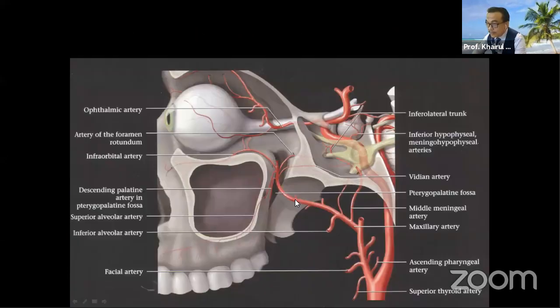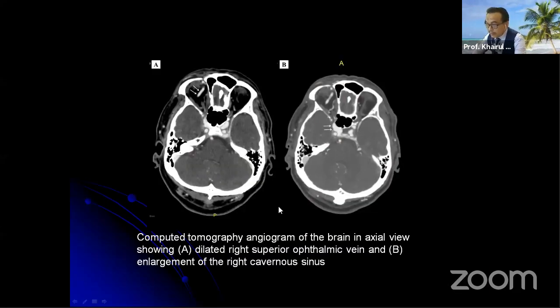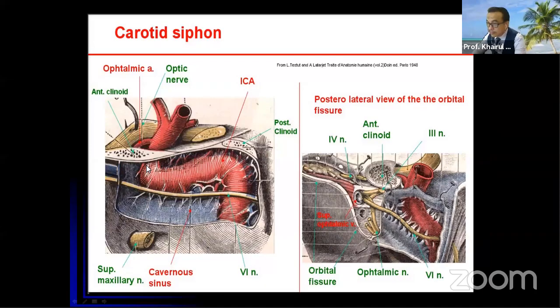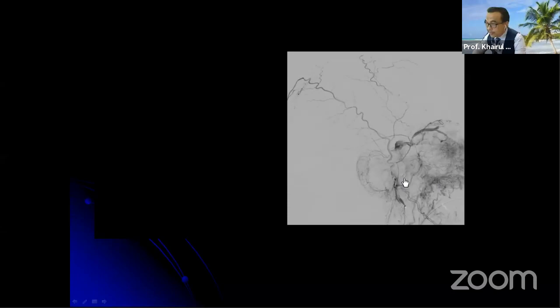So this is a case of carotid cavernous fistula type D. You can see that the meningeal artery goes to the cavernous sinus. It also has a lot of complex anatomy within the sinus. We tried the transvenous approach and failed, but the only thing that we can see just now is the feeder.